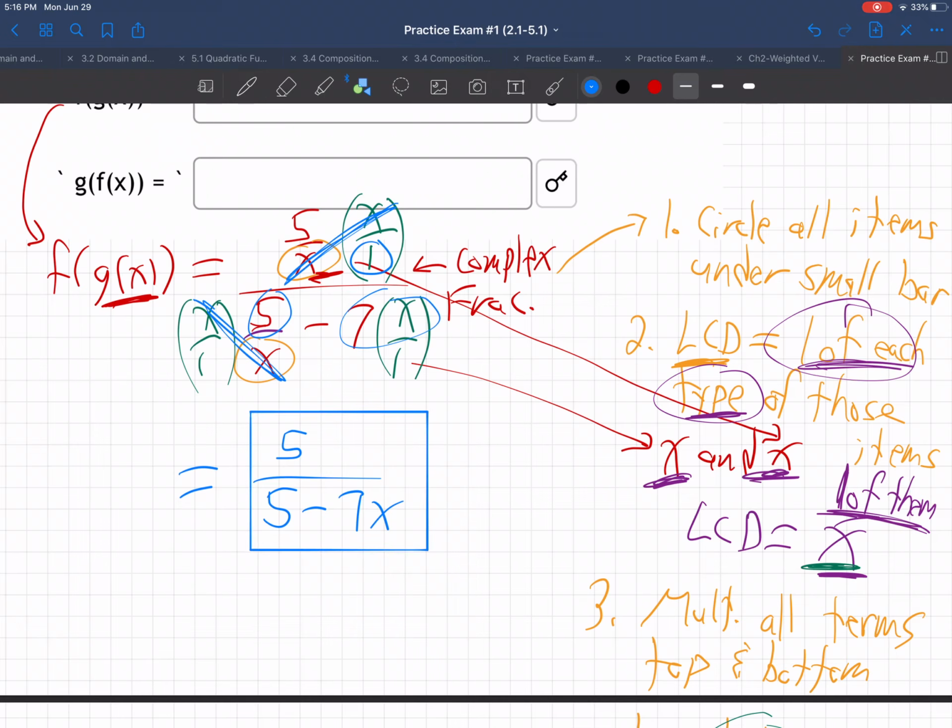Why is that better? Because that's a normal fraction now. It's not a complex fraction anymore. It's not fractions over fractions. It's a normal fraction. It's simplified. It's cleaned up a little bit. And there's how we do it. Let's do the other direction, and that'll be helpful.